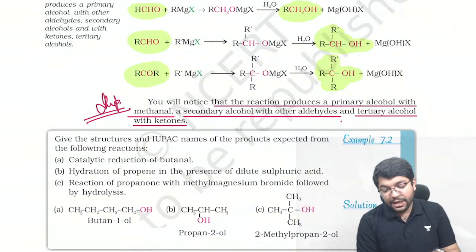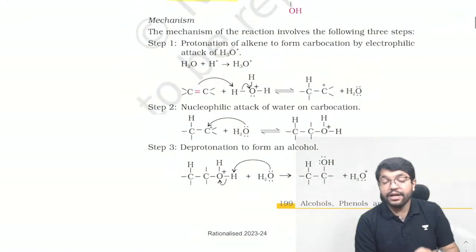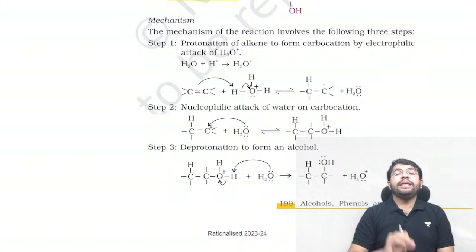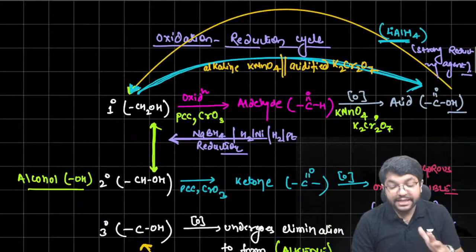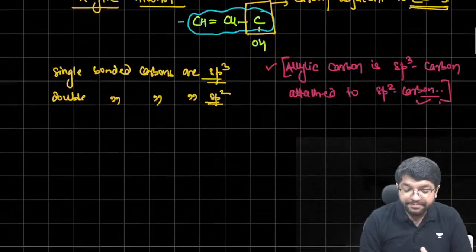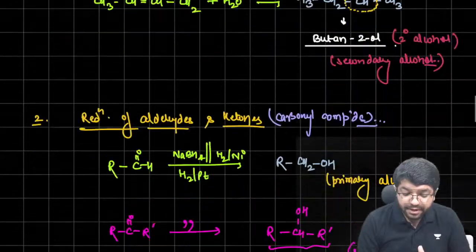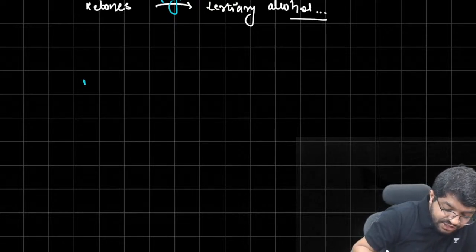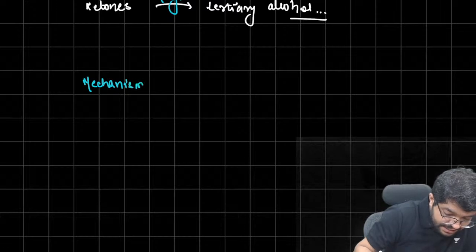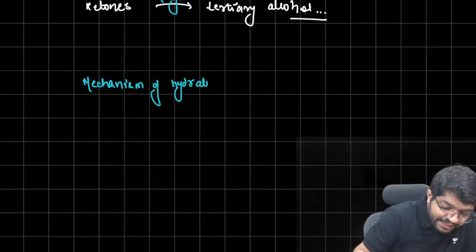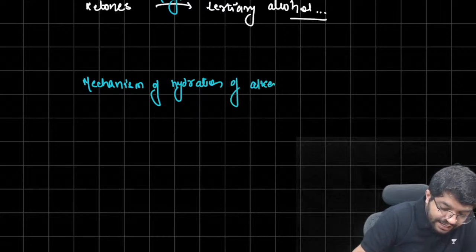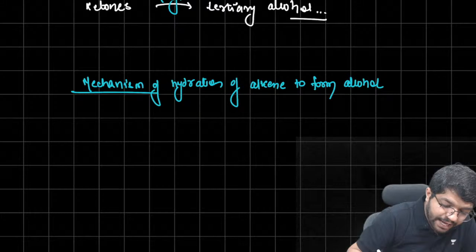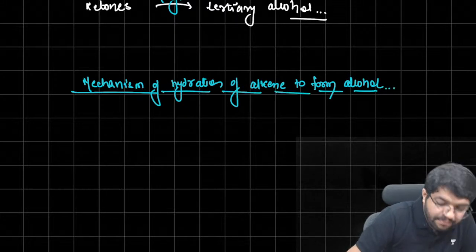Now we come to the mechanism first, which we had taken in the notes, but we need to take it from here also. Remember any mechanism in my syllabus. Let us go back to the notes first because we are completing those also. Preparation was the first one here. Put that heading: mechanism of hydration of alkene to form alcohol.